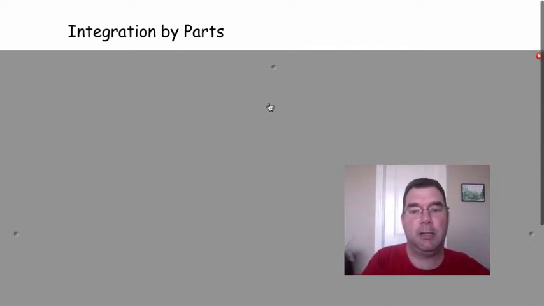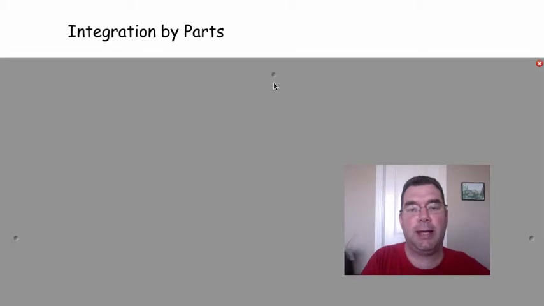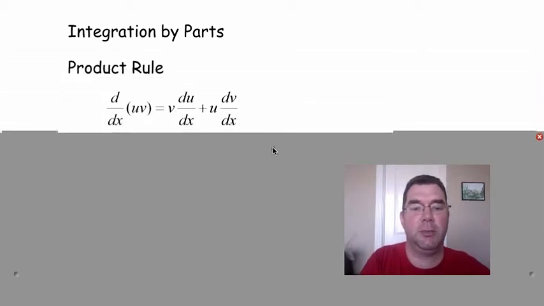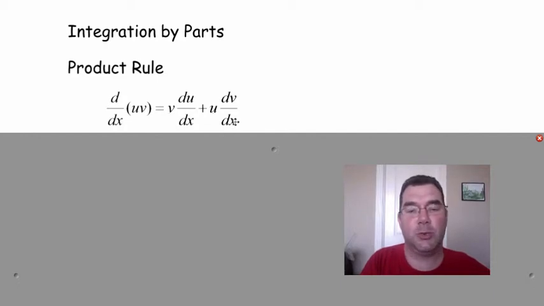And to explain what that is, we need to go back and look at the product rule for finding derivatives. You remember that if I'm taking the derivative of two functions that are multiplied together, I'm calling those functions u and v. If I take the derivative of that, then I have to take the derivative of the first one, multiply that by the second one, and then add on the first one times the derivative of the second one.